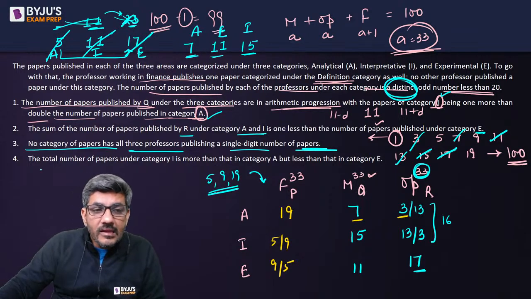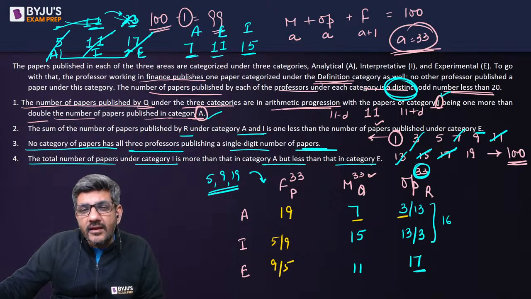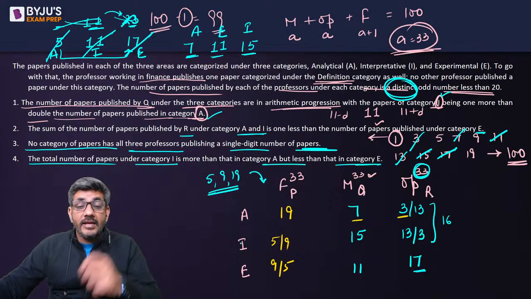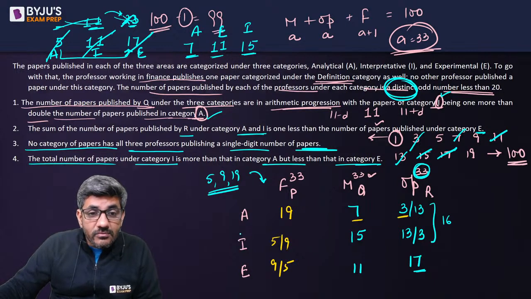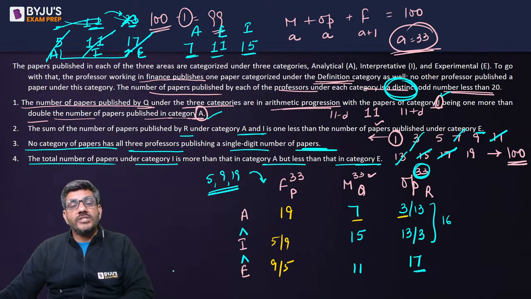And lastly, the total number of papers under category 1 is more than in category A, which is less than, oh, that is not I, that is E. So I is more than A, but less than E, that means E is the greatest. So E is more than I and I is more than A. This is the possibility now.